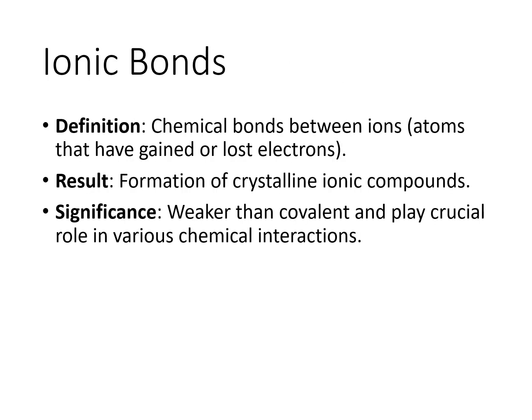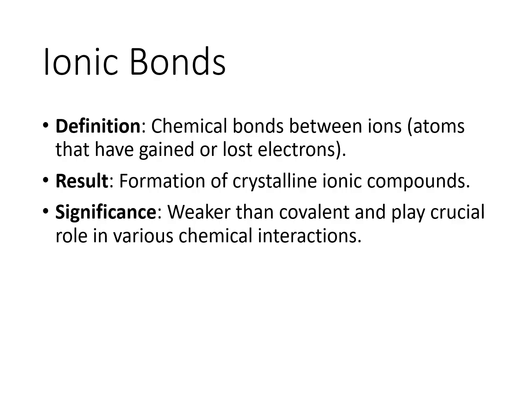Let's start with ionic bonds. These are chemical bonds formed between ions, atoms that have gained or lost electrons to complete their outer shells. This transfer creates oppositely charged atoms, which are then strongly attracted to each other, forming crystalline ionic compounds like table salt.